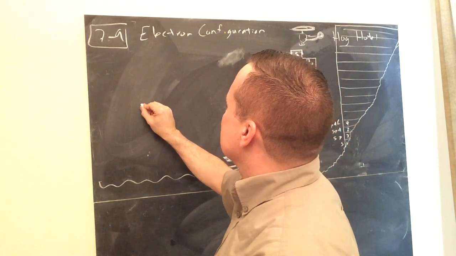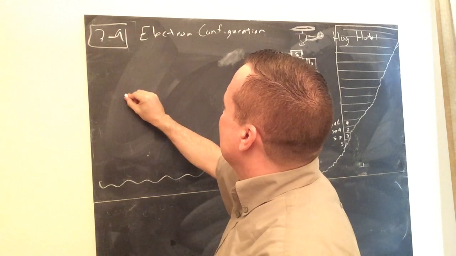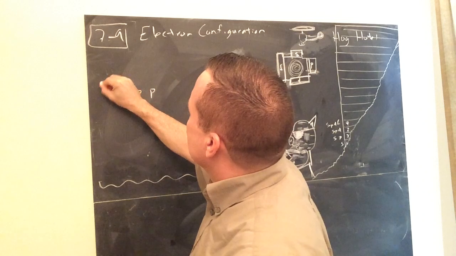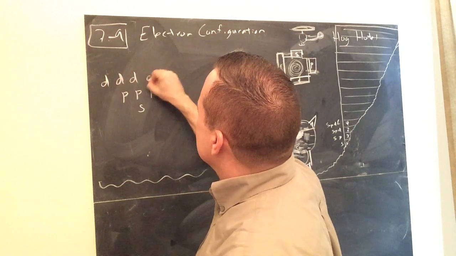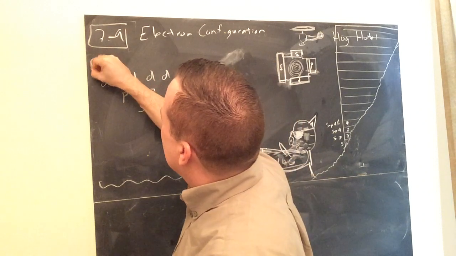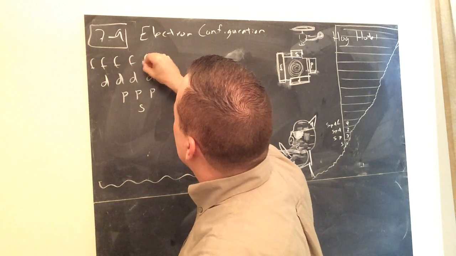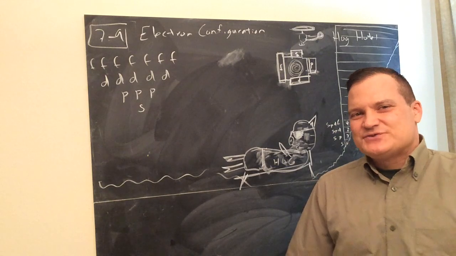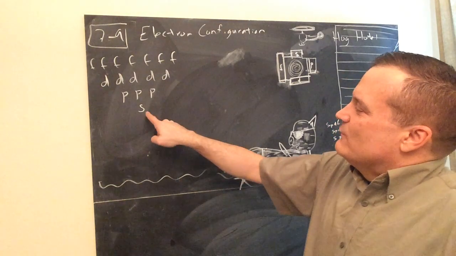Okay, the first one is S, P, P, P, D, D, D, D, D, F, F, F, F, F, F, F. That little triangle I just drew. Now what is interesting about this, you'll notice, what does this mean?